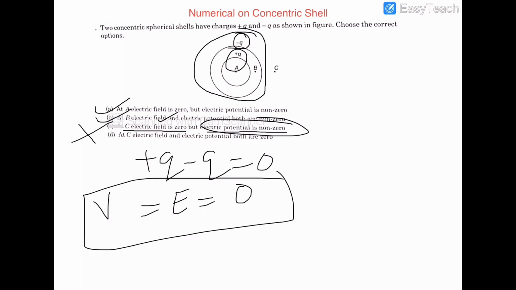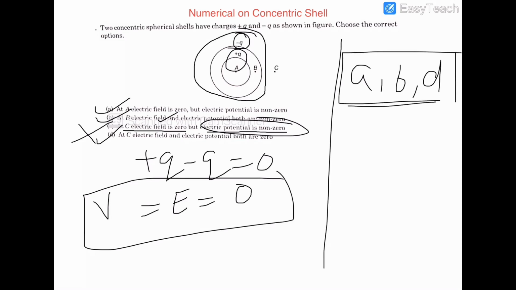Now next, option D: at C, electric field and electric potential both are 0. So this is the correct option, because C is an exterior point. For this, the entire system will behave as a single charge, and the value of this charge is minus Q plus Q equal to 0. So electric field will be 0, electric potential will also be 0. So in this question we have three correct options: A, B, C is wrong, and D. So these are our three correct options for this question.